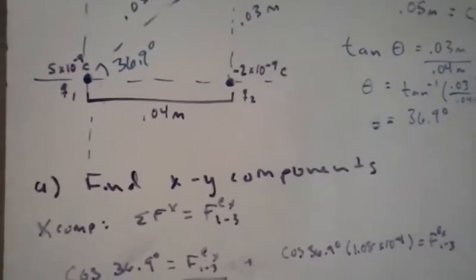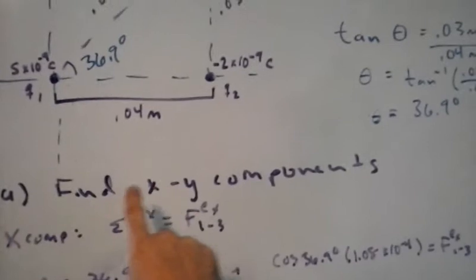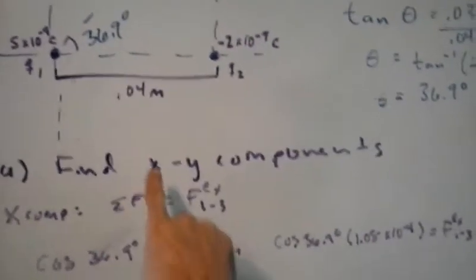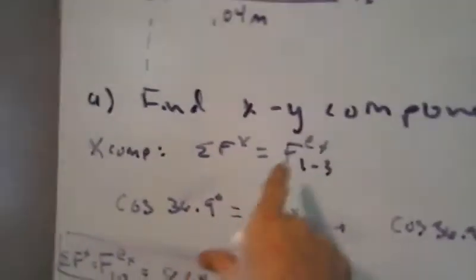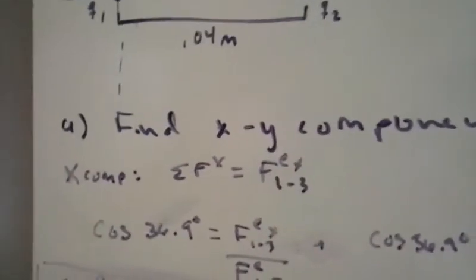So it asks us to find the x and y components of the force on Q3. If I want to find the x component, I need the sum of all the forces that are just in the x direction, and that's only one force. It's F_E x 1 on 3. Notice you get that from here. The only one in the x direction is this F_E x 1 on 3, so that's going to be my x component I need to solve for.